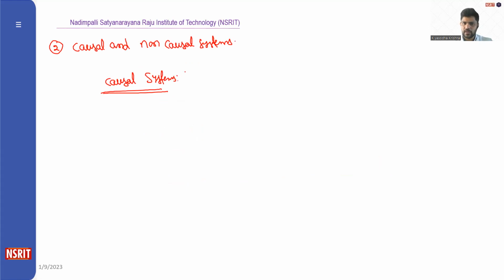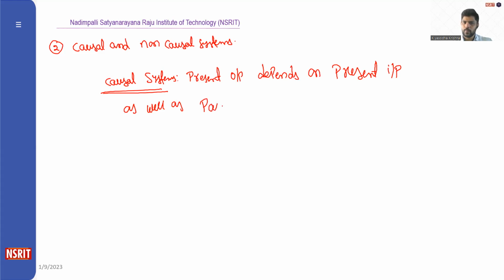What do you mean by causal system? Causal system means the present output depends on the present input as well as past input also. That means in the previous case, for a static system, the present output depends only on the present input. But here, the present output depends on past input also.